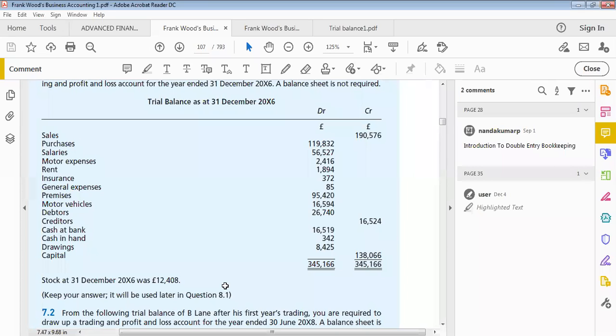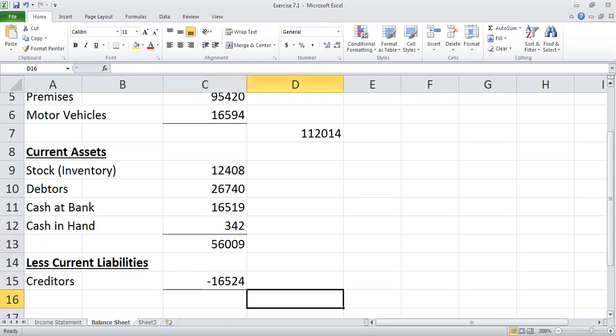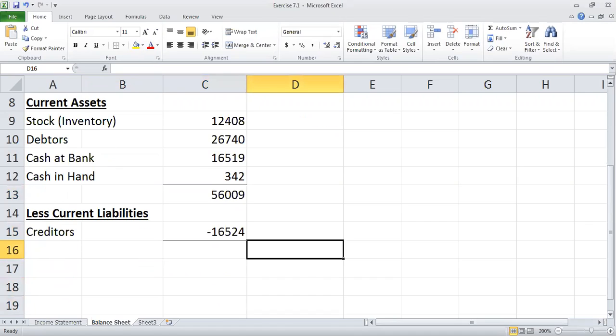In this case now, you are subtracting, right? You are subtracting 16,524 from your current assets of 56,009, and your figure will go over here now. And that figure is called what? Working capital or net current assets. So 56,009 minus 16,524 will be equal to 39,485.